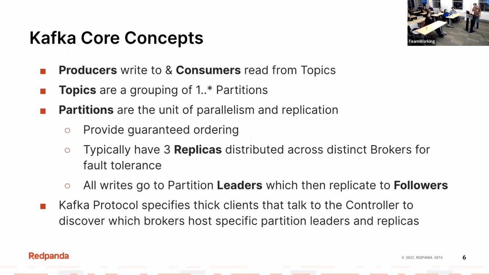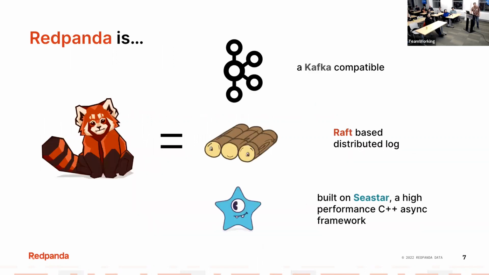I already talked about the thick client protocol. And so now we get to talk about Redpanda, right? Redpanda is basically a Kafka compatible Raft-based distributed log that's built on Seastar, which is a high performance async framework for C++, right? The core of Redpanda itself is a Raft log.